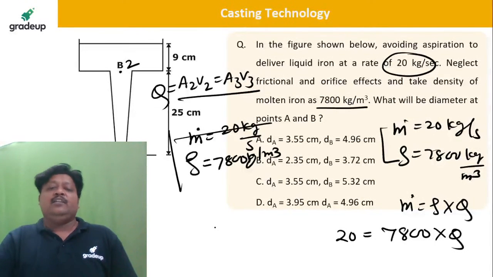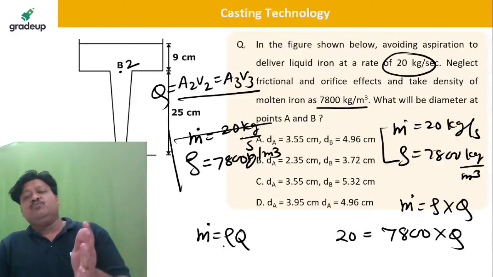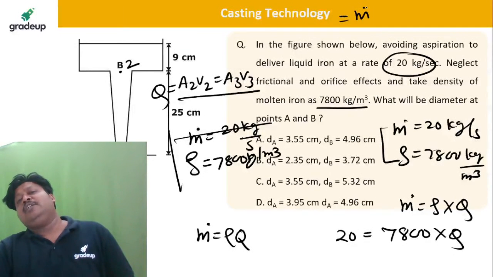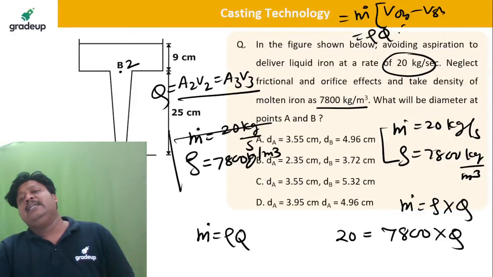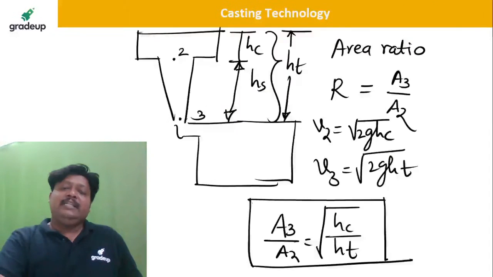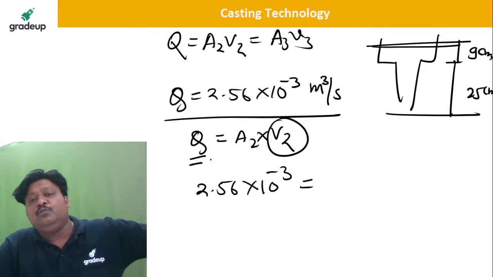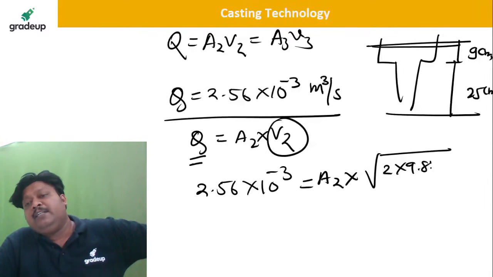So if this is given, you can calculate Q, that is M dot is equal to rho Q. In the impulse momentum equation you write M dot into bracket velocity of object minus velocity of subject, that is rho Q into bracket change in velocity. Based on that we have written these things. Now this Q is known to you. Tell me A2 into V2: root over 2 into 9.81 into the height of molten metal in the cup, which is 9 into 10 to the power minus 2 meter.